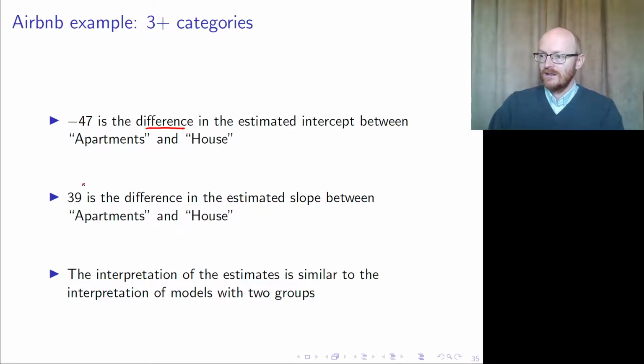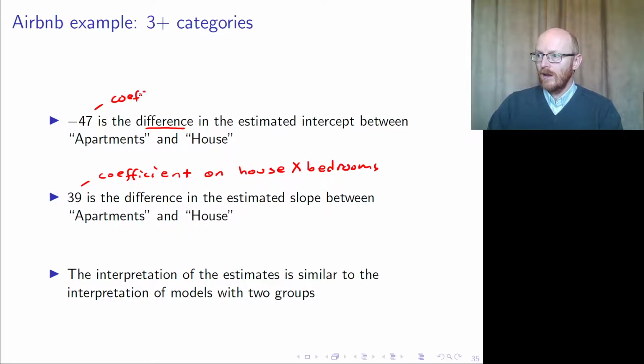And the 39 is the difference in the estimated slope between apartments and house. Okay, because this is the coefficient on house times bedrooms, and this is the coefficient on house.